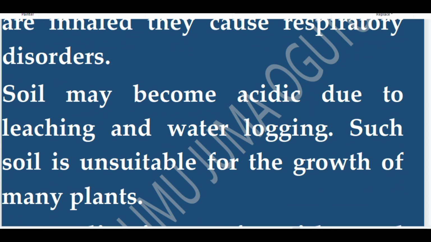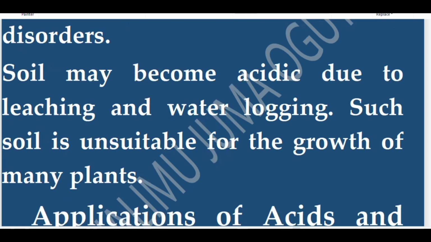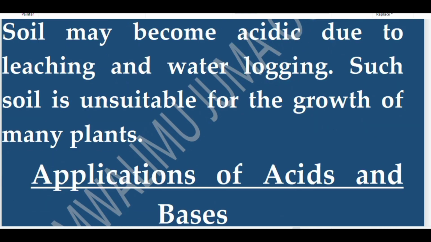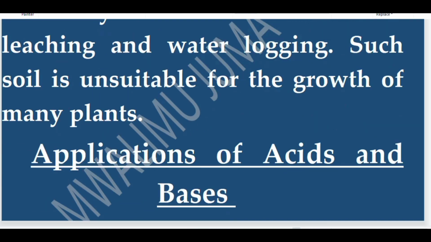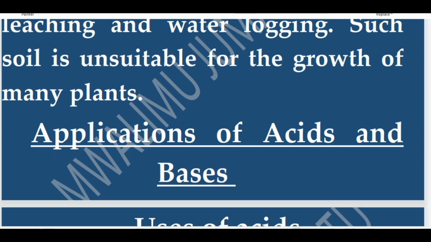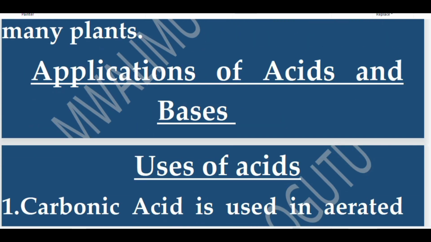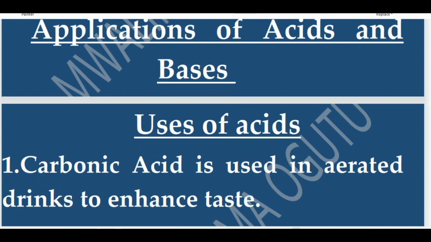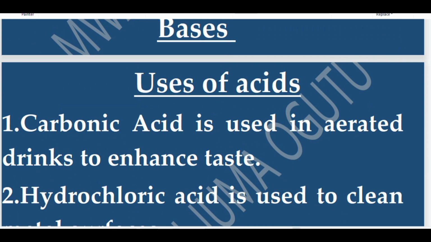So remember, when you have acid rain, it makes the soil become acidic. Due to the leaching and waterlogging, it makes the soil unsuitable for growth of many plants. So we go ahead and look at the application of acids and bases in real life, how they are useful to us. We begin with the uses of acids.